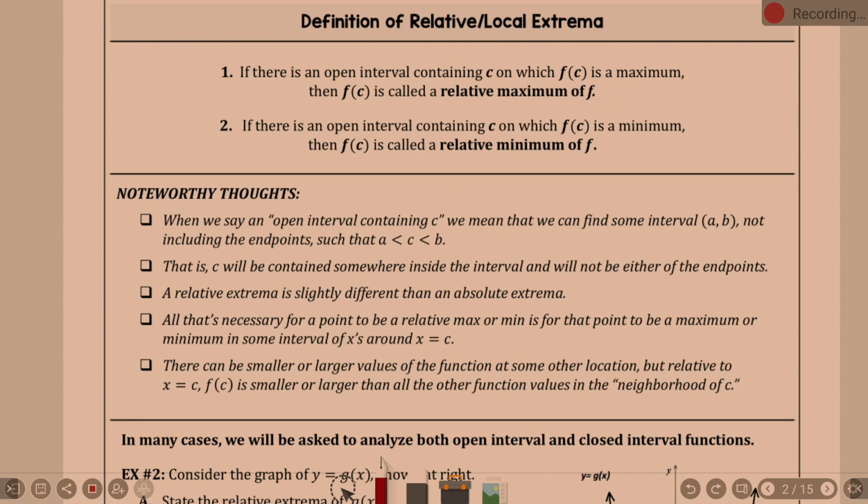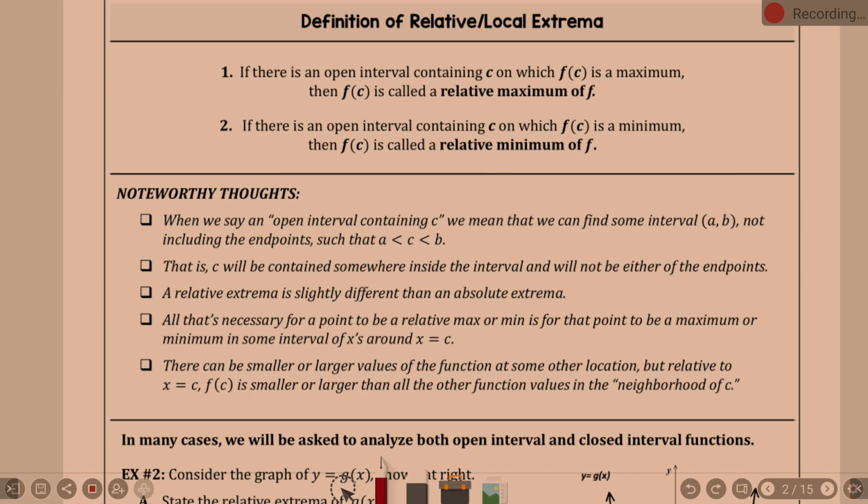A little bit of definition before we go on to example 2. If there is an open interval containing C on which f of C is a maximum, then f of C is called a relative maximum of f. This is kind of some of the vocabulary I just went over, isn't it? Okay? If there's an open interval containing C on which f of C is a minimum, then f of C is called a relative minimum of f. Okay.